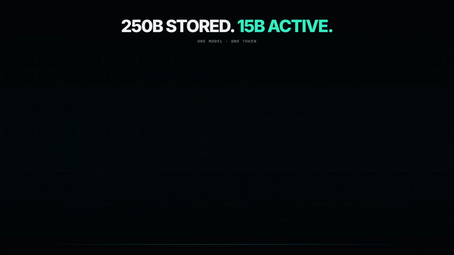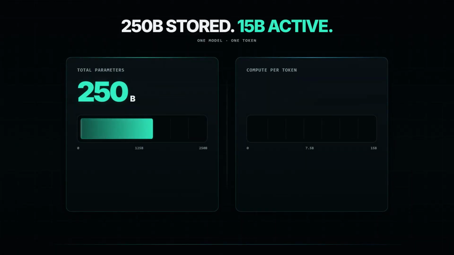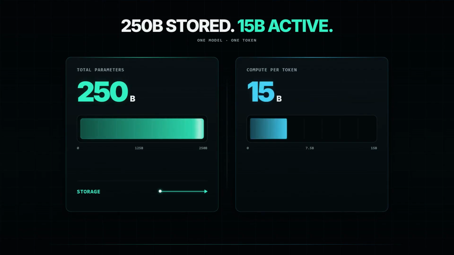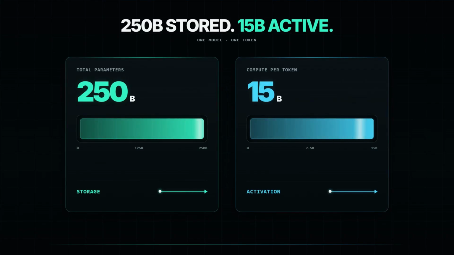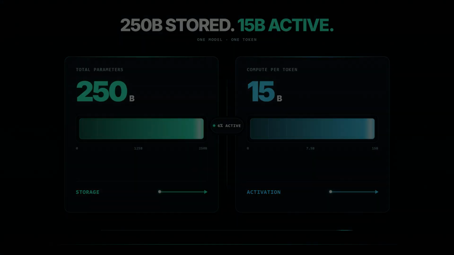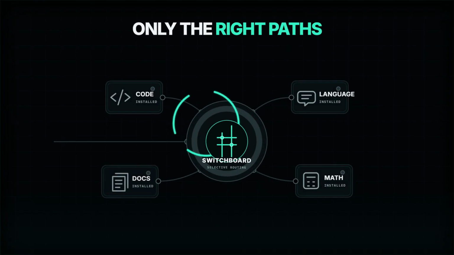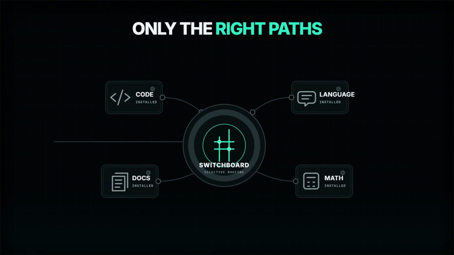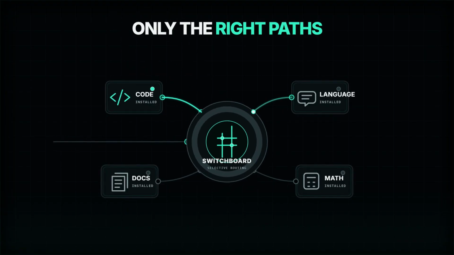The 250B number describes the complete parameter pool. The 15B number describes roughly how much participates in computing one token. Those are different measurements, and confusing them creates wildly unrealistic hardware expectations. This works through mixture of experts. Instead of sending every token through one enormous feed-forward network, the model keeps many specialist networks and routes each token through a small selected group.